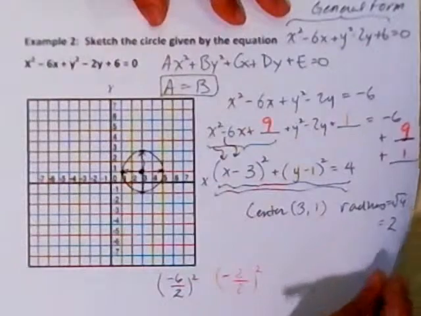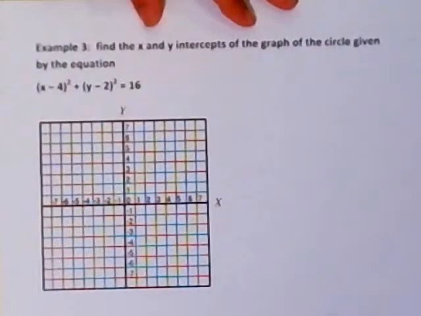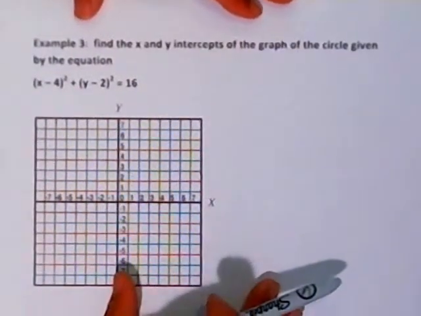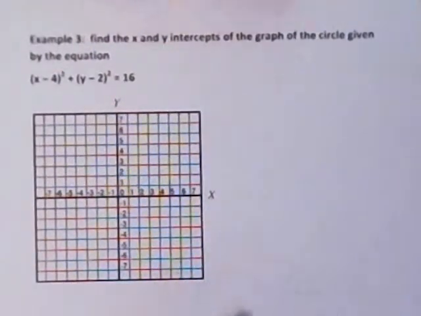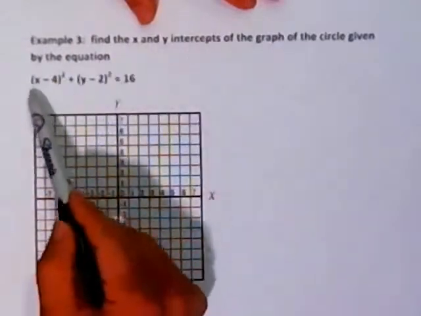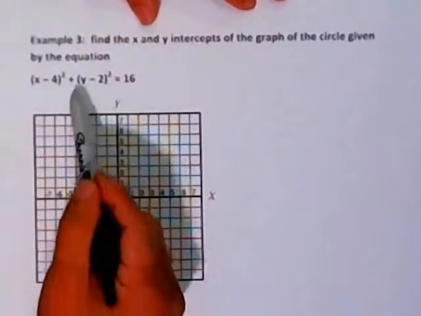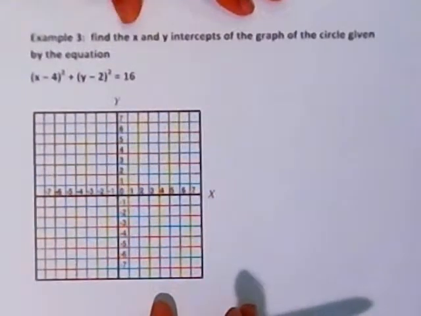Okay. Example number 3. It says, find the x and y intercepts. Let me put this up really nice and neat. Example 3: find the x and y intercepts of the graph of the circle given by this equation right here. You can draw it if you want, to see what it looks like. It might be helpful too. We're going to use our intuition a little bit as well.